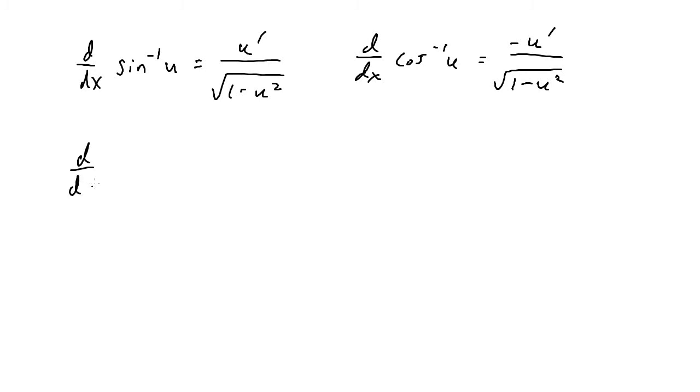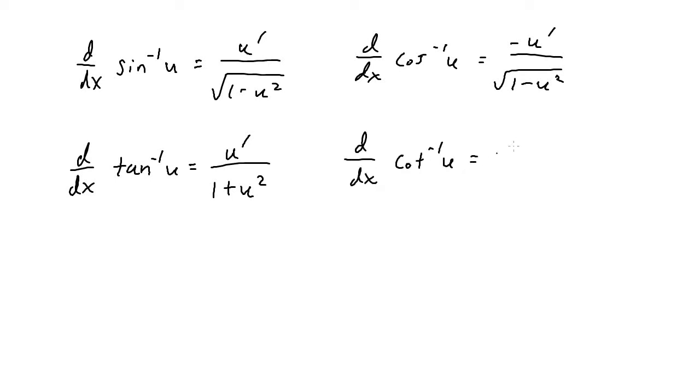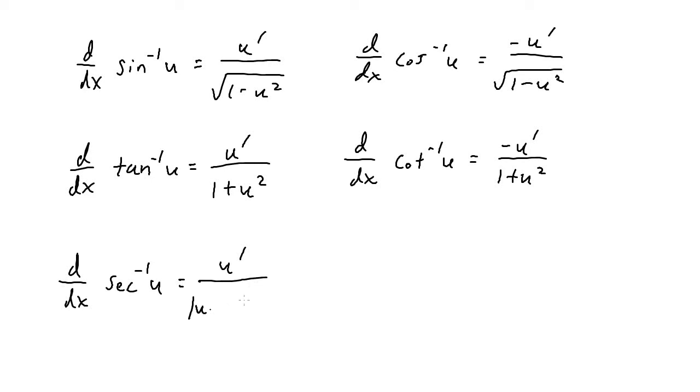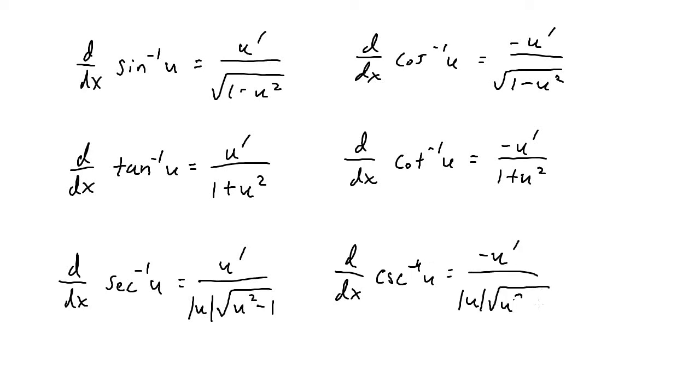Now let's say we have the derivative of inverse tangent of u. The formula for that is going to be u prime over 1 plus u squared. So then the derivative of inverse cotangent of u is going to be equal to negative u prime over 1 plus u squared. And finally, the last two, we have the derivative of inverse secant of u, which is going to be u prime over absolute value of u times the square root of u squared minus 1. And then that means the derivative of inverse cosecant of u is going to be equal to negative u prime over absolute value of u times the square root of u squared minus 1.